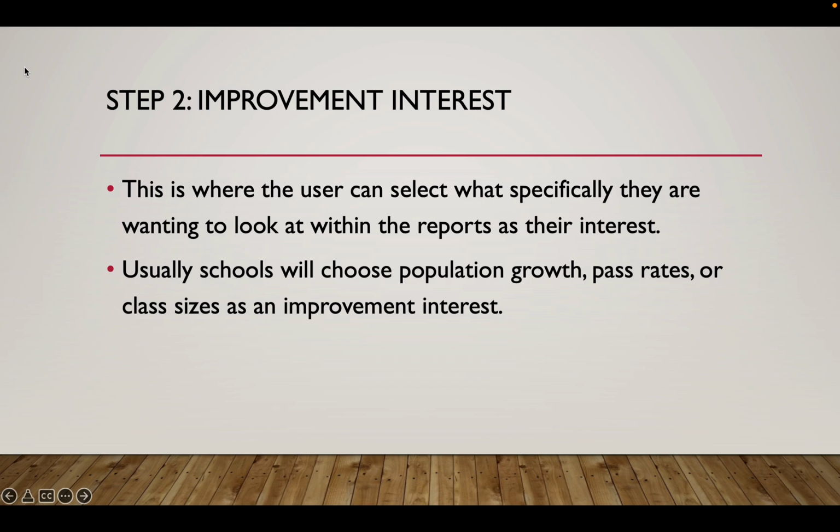For me at my department or my school, we focus on pass rates: the amount of people that are passing our courses versus the amount of people who are purchasing our courses versus the amount of people who are actually in the courses and working through them on a daily basis.